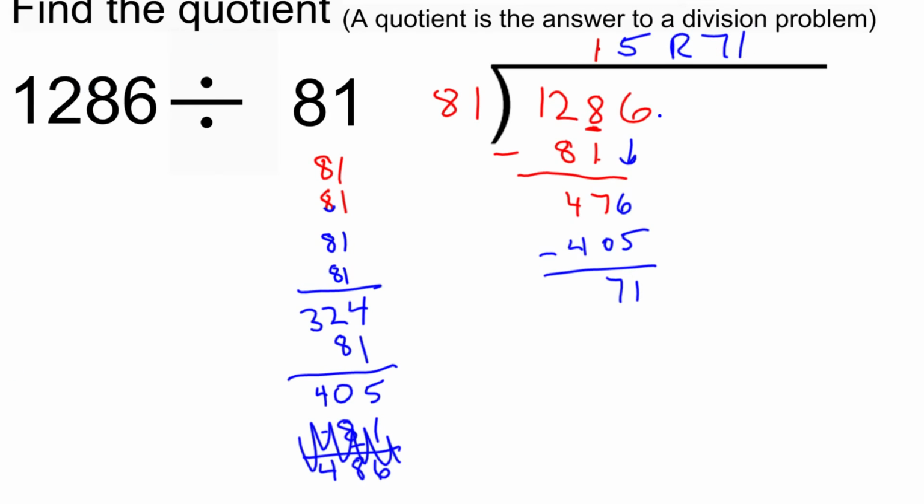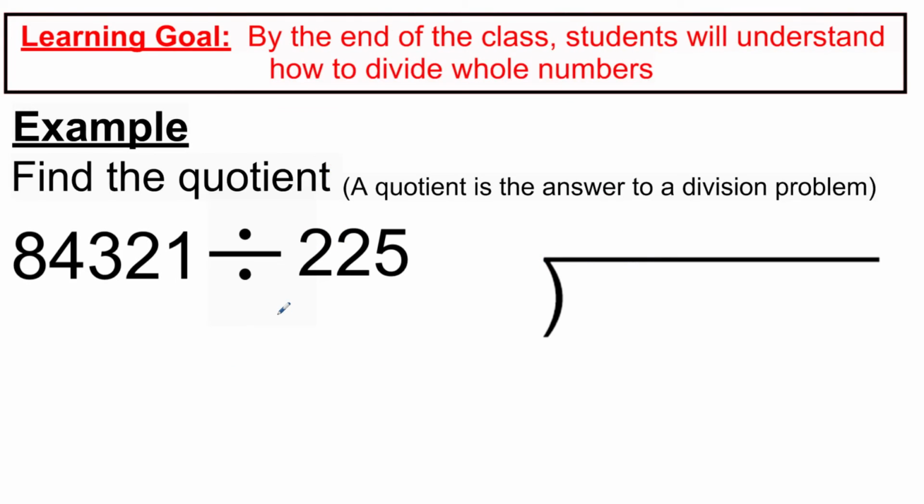Okay? So let's do one more problem, make the number a little bit larger, and then we'll be finished. So my last problem says 84,321. There's my big number. Okay? And my small number is 225.